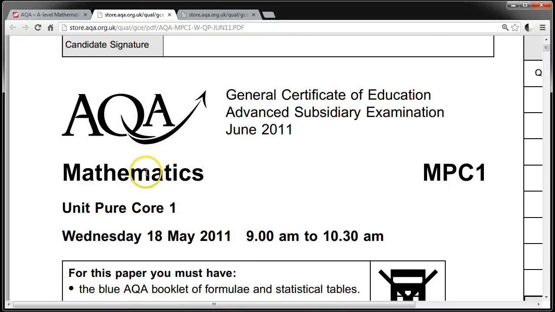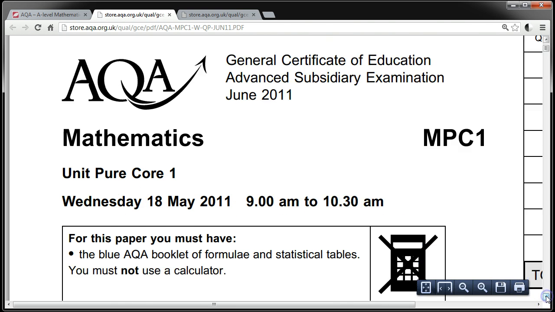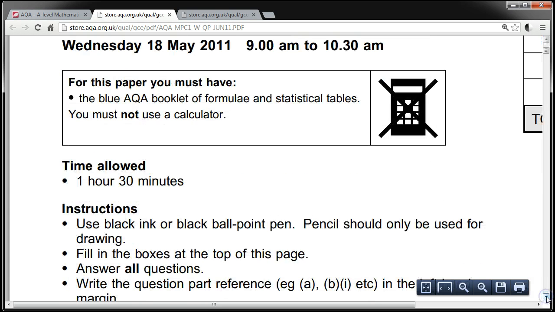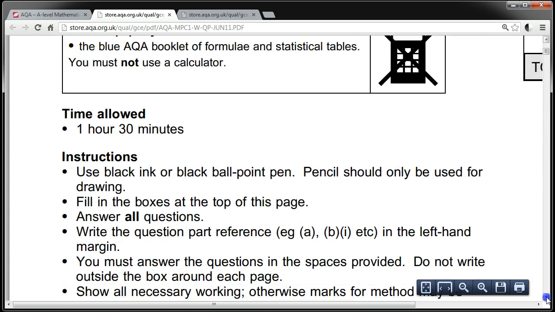Okay then guys, I just thought I'd run you through the exam paper, the C1 June 2011 exam paper by way of introduction for the AQA examination board before we go through the questions one by one. So here's the paper. You need to fill in the information on the cover page, of course. You've got 1 hour 30, so it's 90 minutes.